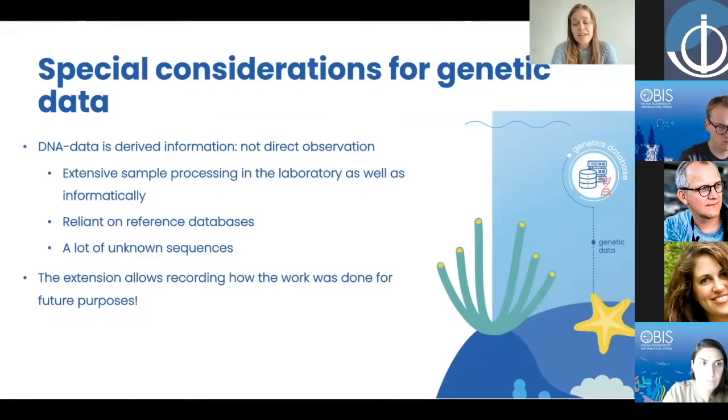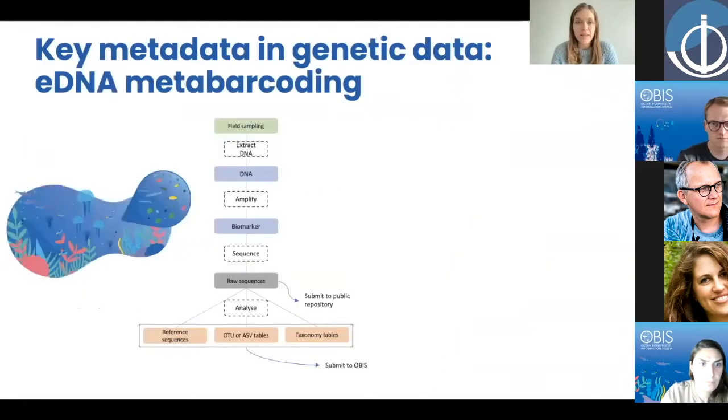So the extension is meant to allow recording how the work was done to achieve the results that are put into the data tables so that we can always come back to the data and understand what was done. So I'm just going to go over a couple of genetic data workflows to give you an example of what kind of metadata you can record in the Darwin Core archives. First of all, we'll look at eDNA metabarcoding, so environmental DNA metabarcoding.